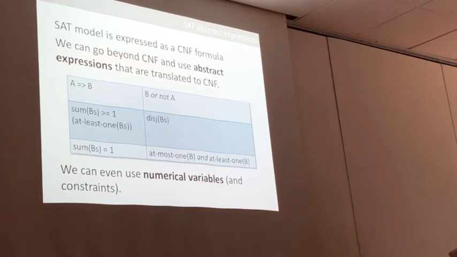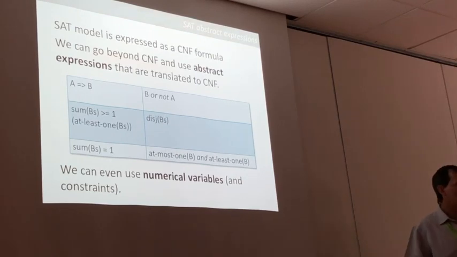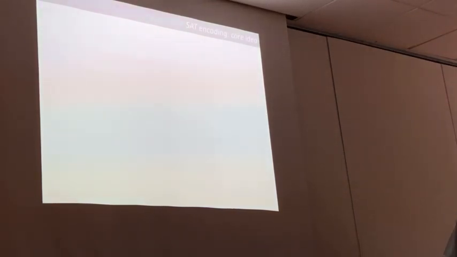We can even use numerical variables, not just Booleans, 0, 1, or true, false. Obviously, again, they need to be translated to Boolean variables. A trivial translation is that each value is assigned a Boolean variable, and we say exactly one of these Boolean variables equals 1, which corresponds to the value, but that's not very efficient. We can model numerical variables using a logarithmic number of 0, 1 variables and so on. So there are ways to translate them to 0, 1s, and I will use some of them.